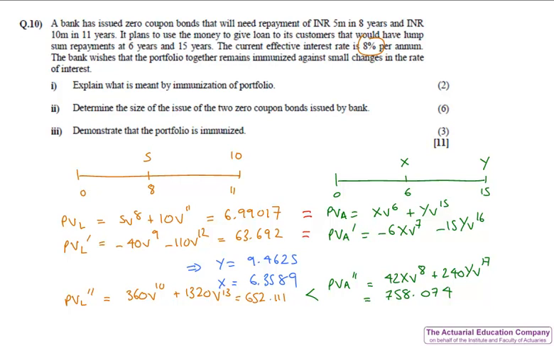Intuitively, this is correct because convexity is a measure of the spread, and we can see that our assets are spread between times 6 and 15, which is larger than the liabilities which are spread between times 8 and 11.